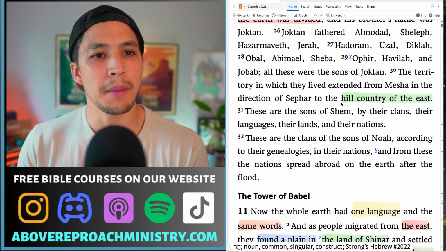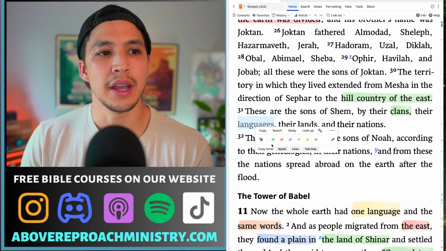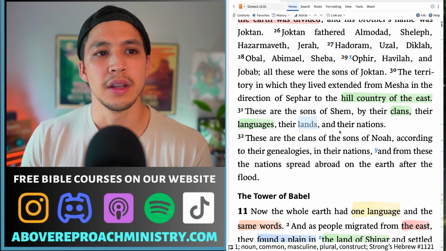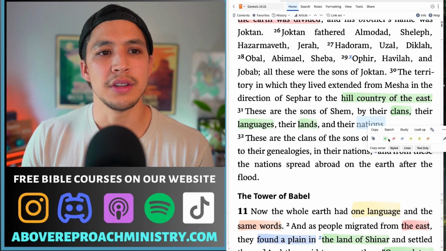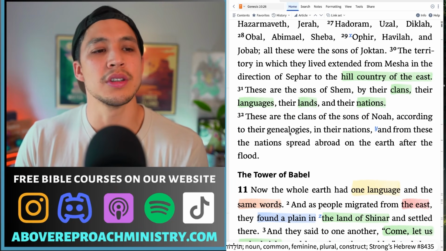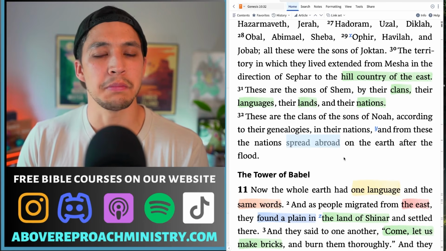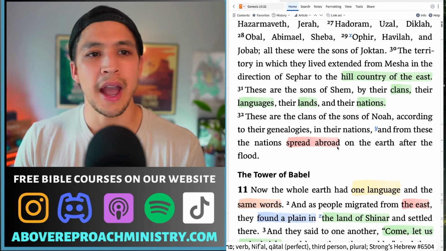These are the sons of Shem by their clans. Remember I told you this is going to be important: the clans, the languages, the lands, and their nations. These are the clans of the sons of Noah, according to their genealogies in their nations. And from these, the nations spread. There's that idea of the earth or people being divided on the earth after the flood.